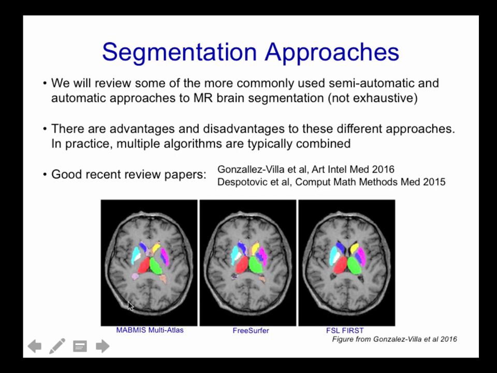And so you can see some differences between these different approaches. This is a multi-atlas approach, and you can see compared to FreeSurfer, it's a little bit less blocky, whereas this FSL approach, this algorithm called FIRST, is extremely smooth, and in fact the thalamus is quite a bit larger than you find in the multi-atlas approach.